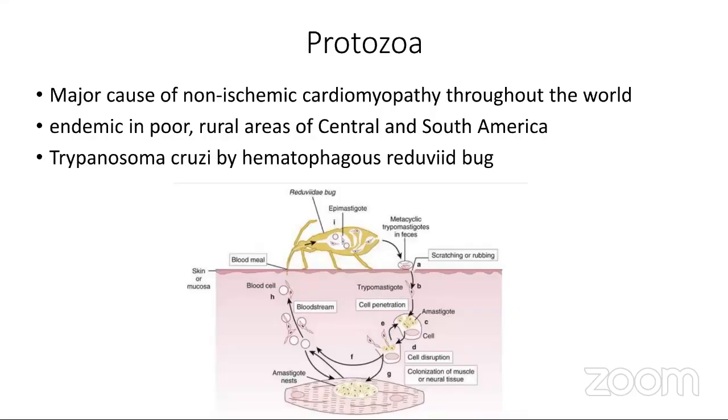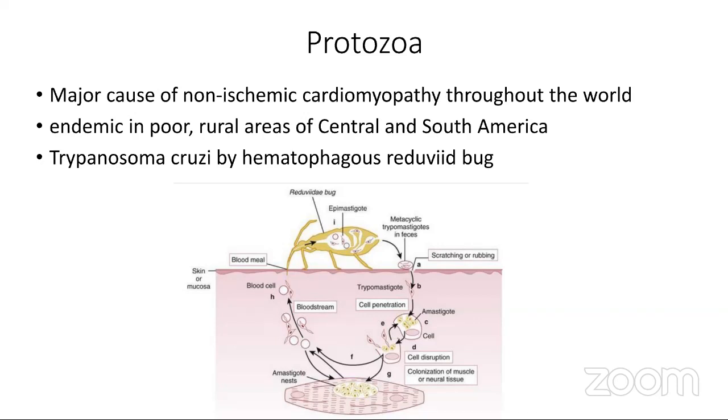Protozoa. Chagas disease is a major cause of non-ischemic cardiomyopathy worldwide. It was first described by Carlos Chagas, the Brazilian physician, who single-handedly discovered this flagellate protozoan in the early twentieth century. He was also credited with describing the complex life cycle of this flagellate protozoan.